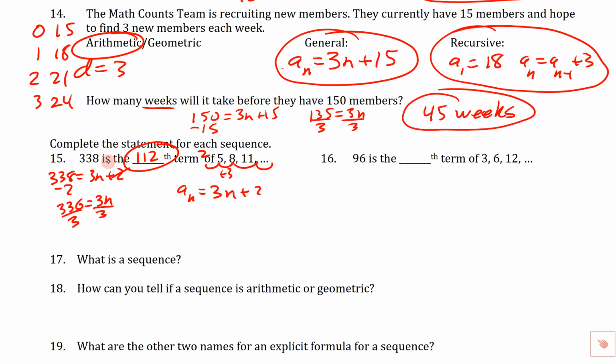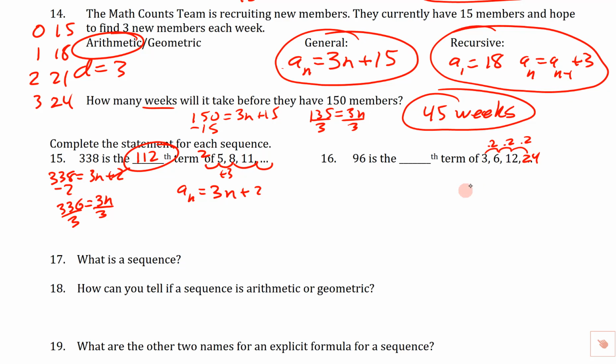Now, number 16 is going to be kind of interesting, because if you take a look at this one here, this is 3, then 6, then 12. So we definitely don't have a common difference, but what's happening here is we're multiplying by 2 every single time to get to the next one. So that next one on that list would be 24. So that means we've got a common ratio, we've got a geometric sequence.